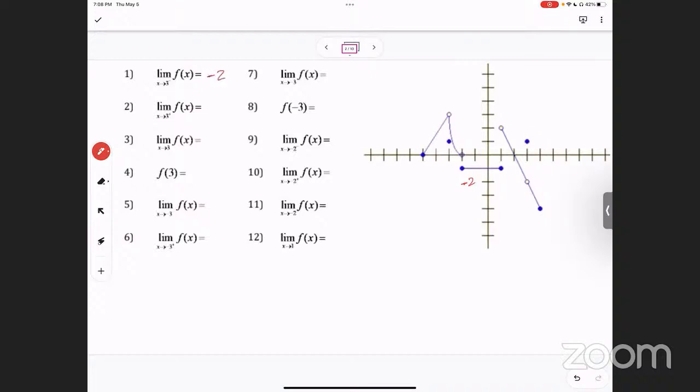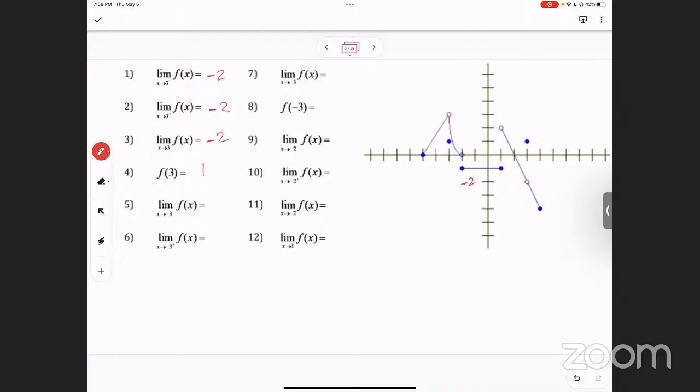All right. It's hard for me to read this, but that's just a positive 3. What's the limit as x goes to 3 from the right? Again, jump on the graph. That'll be -2 as well, which means the limit as x goes to 3 is -2, even though the function value at 3 is what? That would be 1. Good.